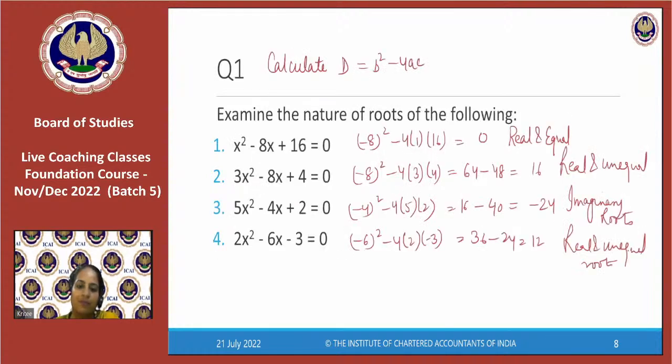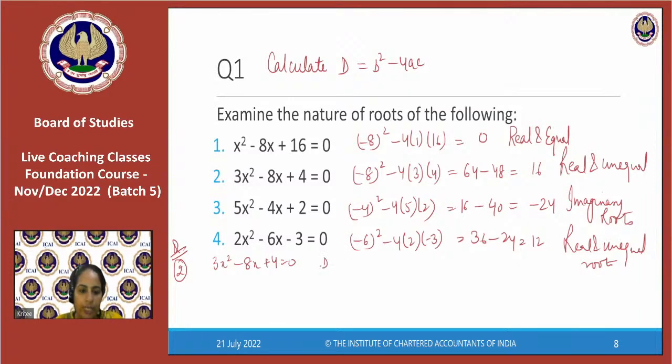Okay, before we go further, let us try to give a hands-on to solving these equations. So let us just try only the second equation. Try out the second equation before I go for the next question. Try to find out those roots: 3x square minus 8x plus 4 equal to 0.